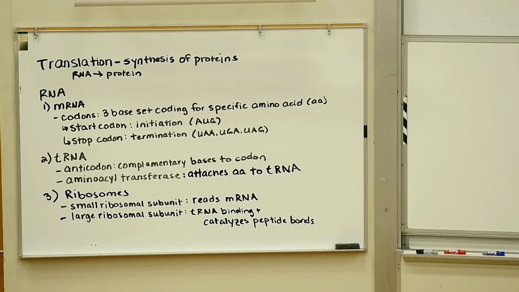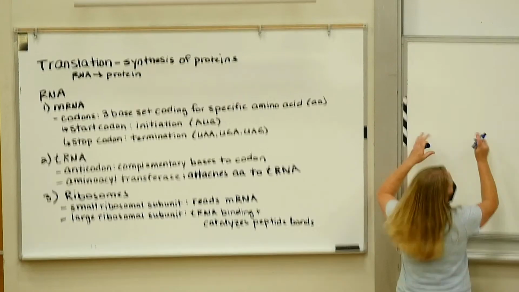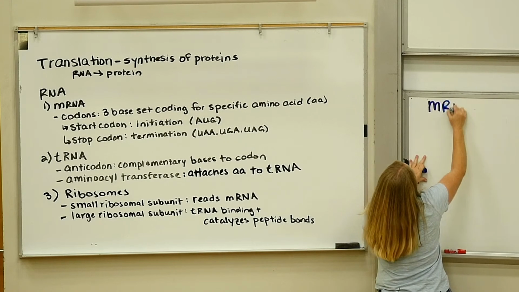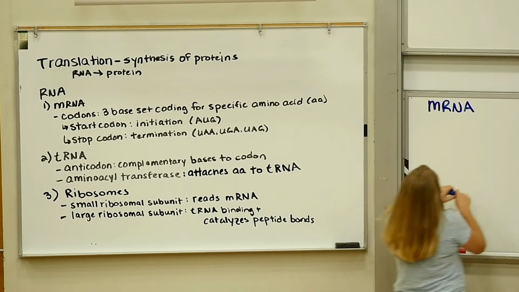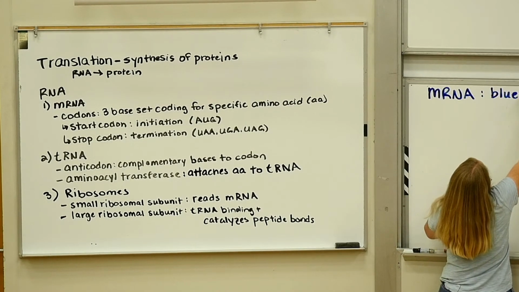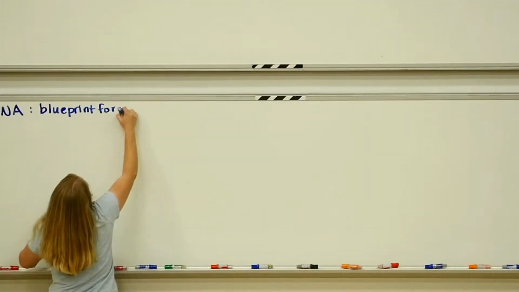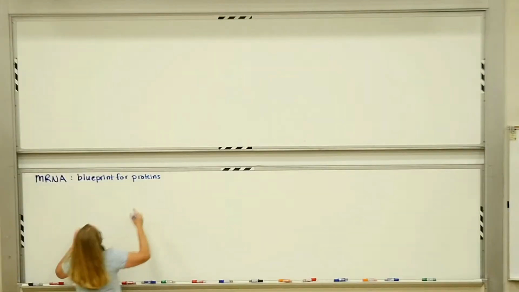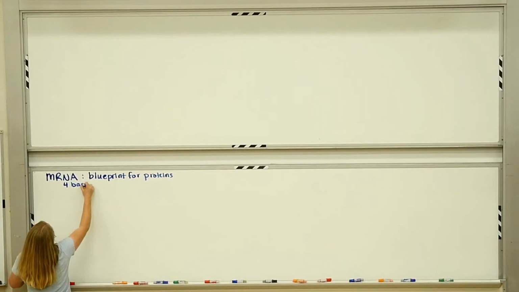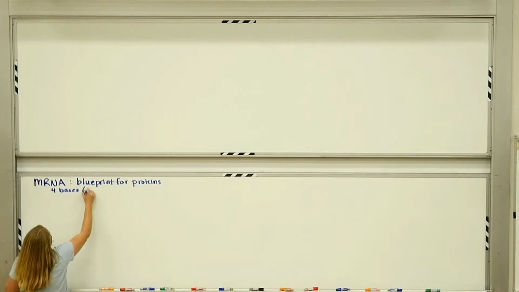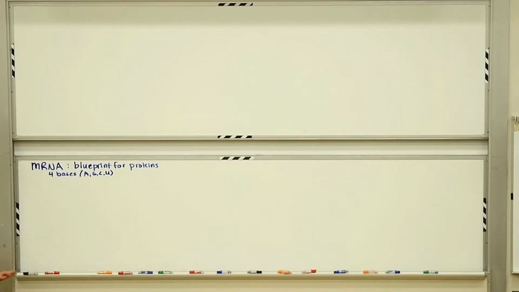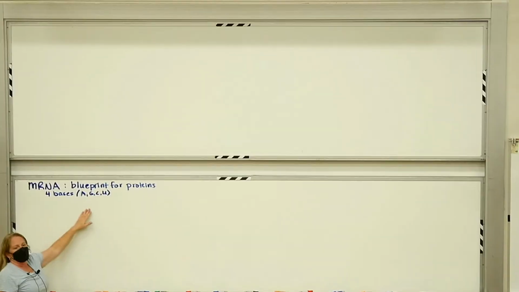All right, let's start with RNA, and specifically mRNA. So we know that mRNA is the blueprint for protein. We used 4 bases to make this. Those were going to be the guanine, cytosine, and uracil. And now we have to use these to code for the amino acids.